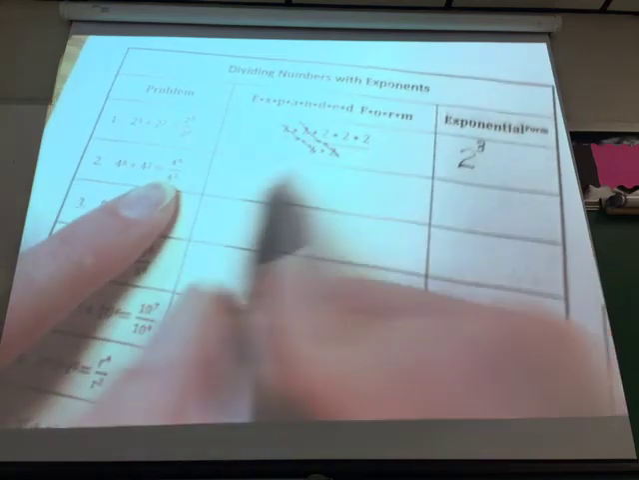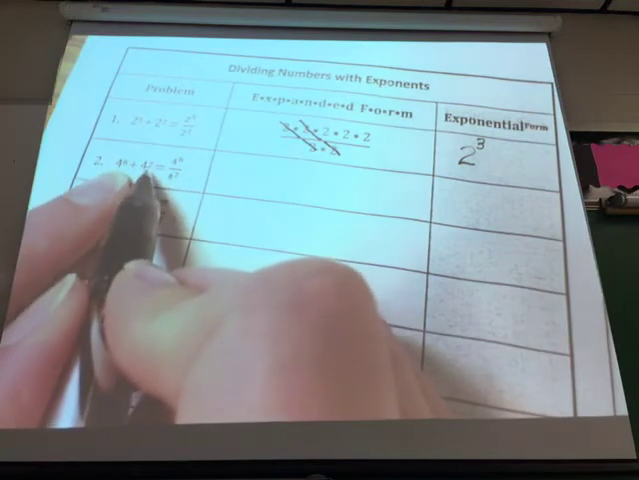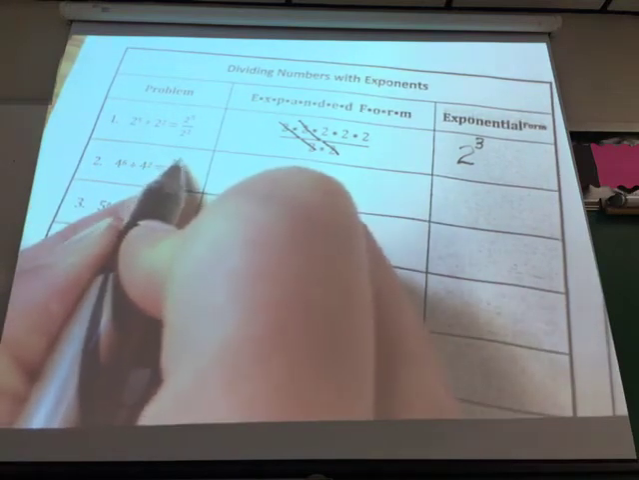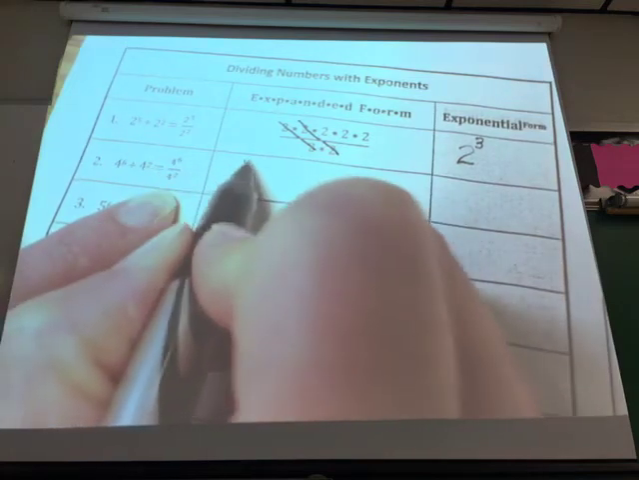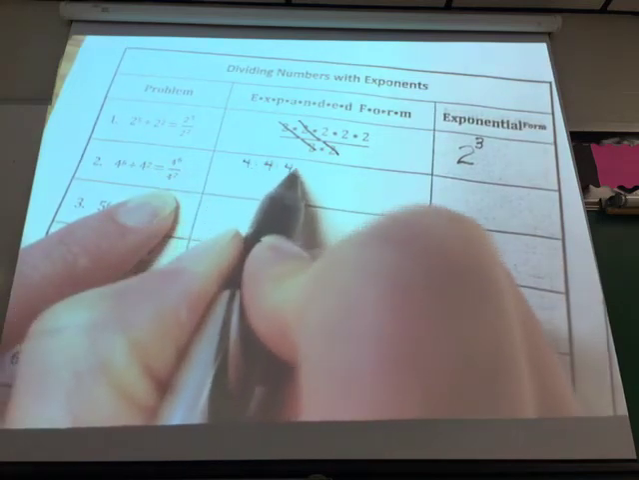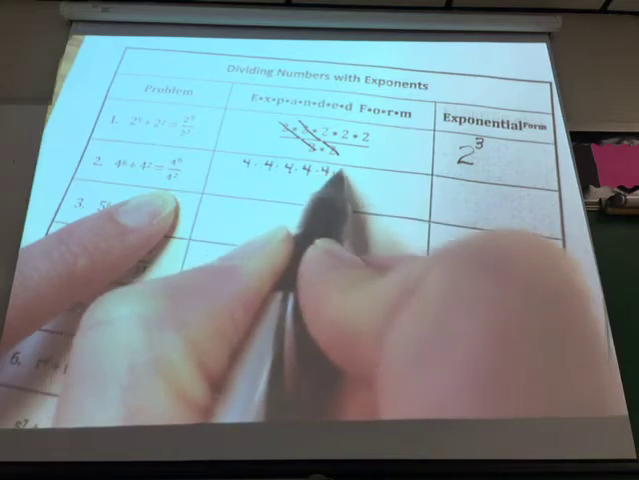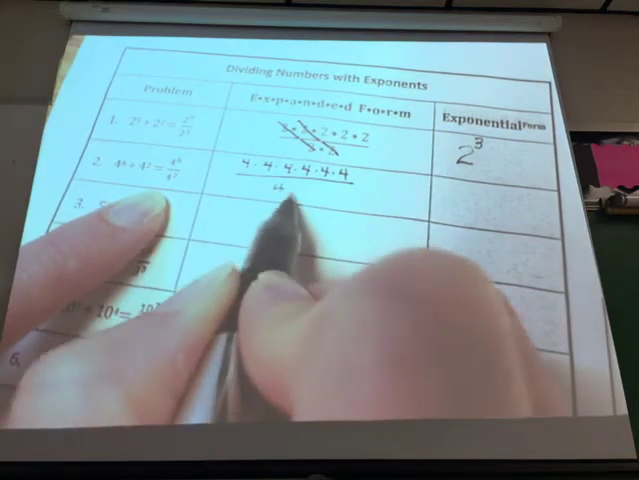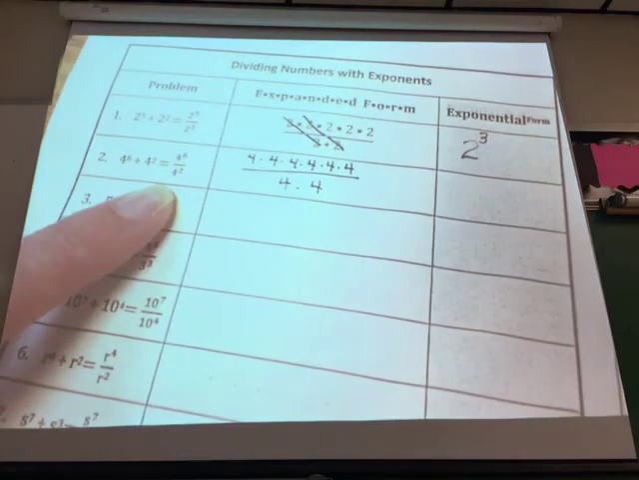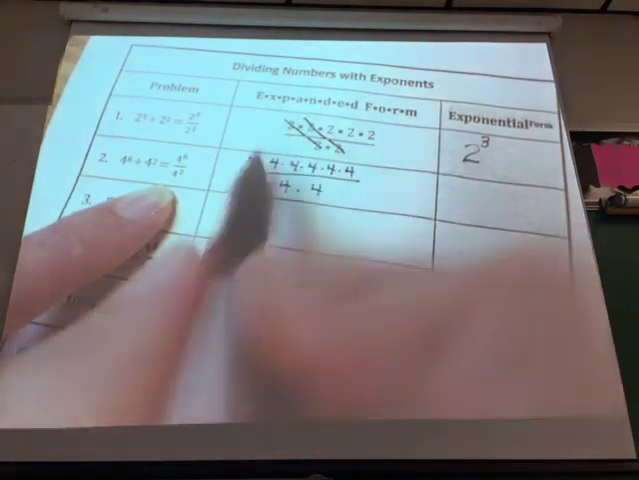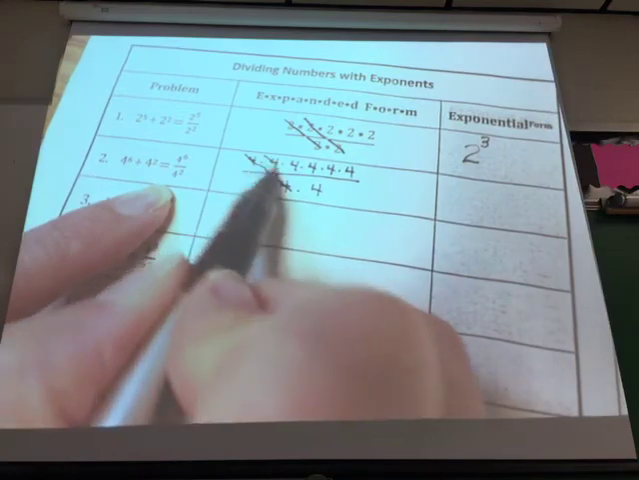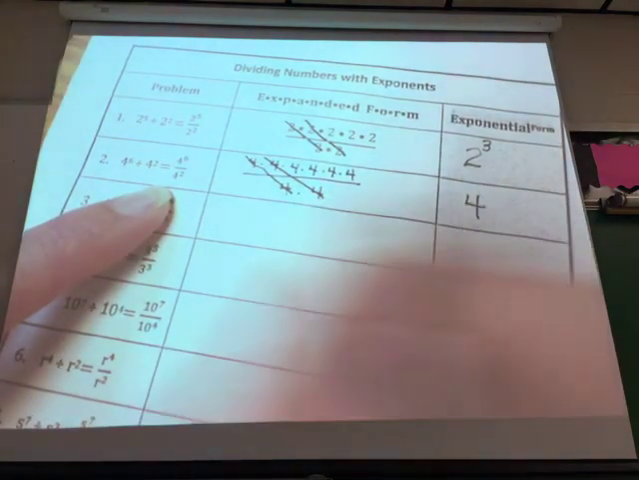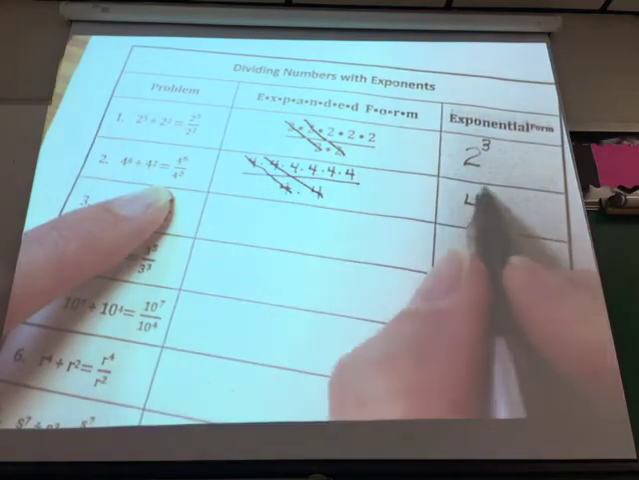Let's look at another one. Either way you can look at it. 4 to the 6th power divided by 4 squared. Okay, top over bottom. There's 6 fours, there's 1, 2, 3, 4, 5, 6. There are 2 4's here. So there's writing it in expanded form. And then cancel things out. 4 over 4, 4 over 4. That leaves 4 to the what power? 1, 2, 3, 4 to the 4th power.